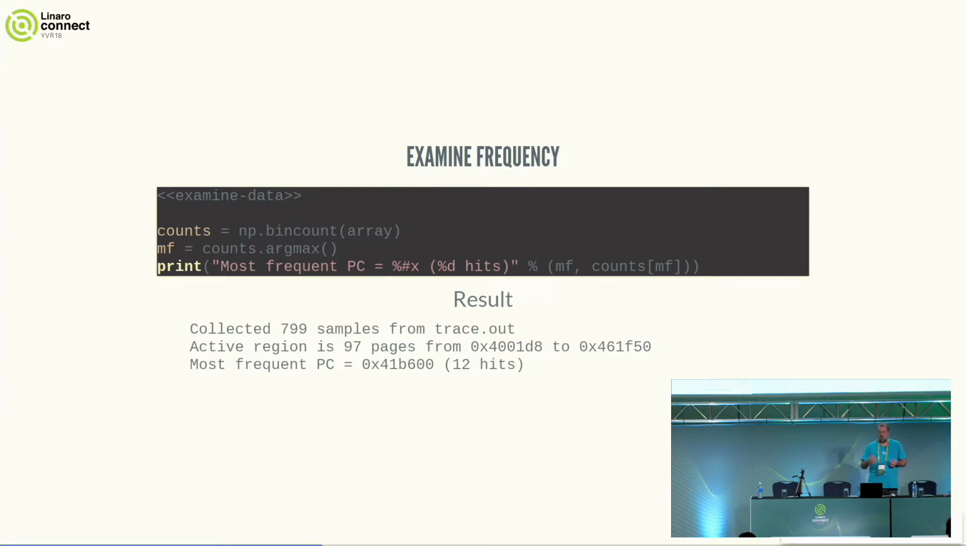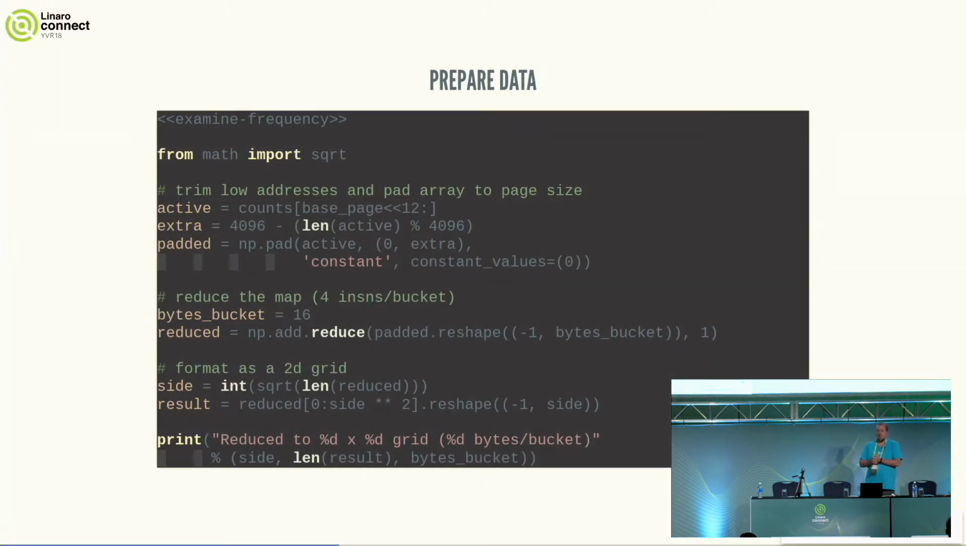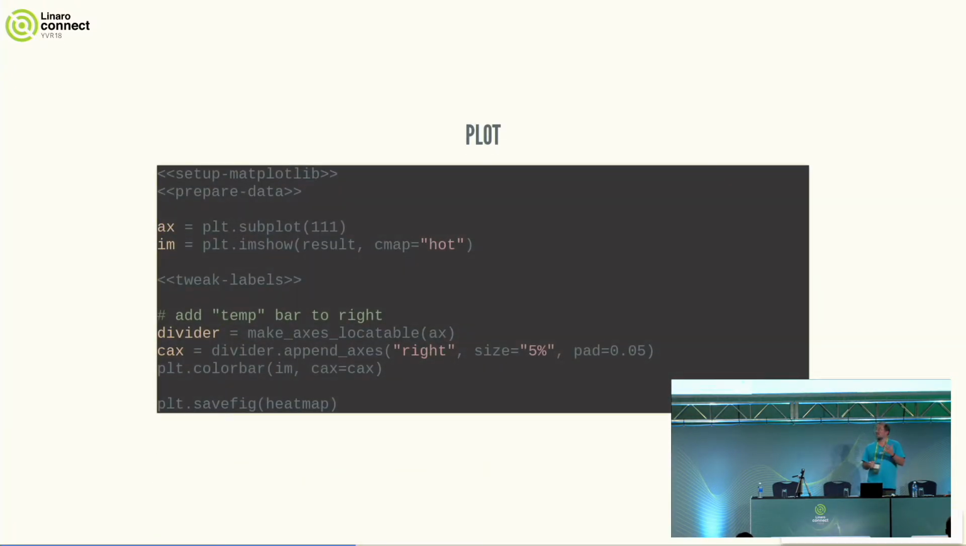But this is a little bit dry. Sometimes it makes sense to visualize this information. So what I'm doing here is I'm preparing the data to plot it in a 2D heat map. The first bit, I'm just making sure everything's an even number of pages around. I'm doing a reduction, so I'm making each bucket cover about 4 instructions. This is just to reduce the total number of data points that I have to plot in the graph. And then finally, I'm formatting this in a nice 2D grid. And then I pass it on to matplotlib to plot it, and that's a trivial piece of code.